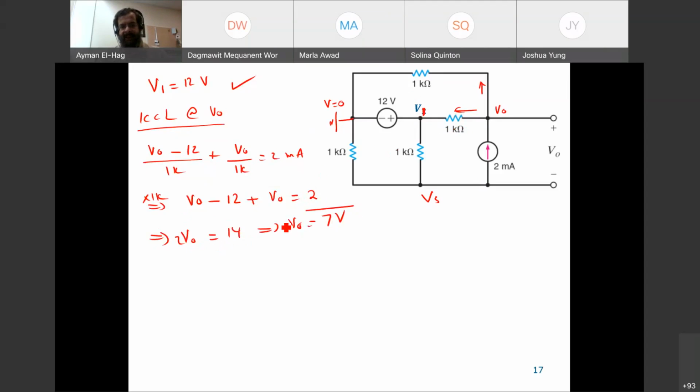Wait a minute here. This is a question for a bonus. We found in the previous question that V0 was equal to 2 volt. And now here the answer looks very nice, very simple. But V0 now is equal to 7 volt. So what's going on here? Can someone answer this question?